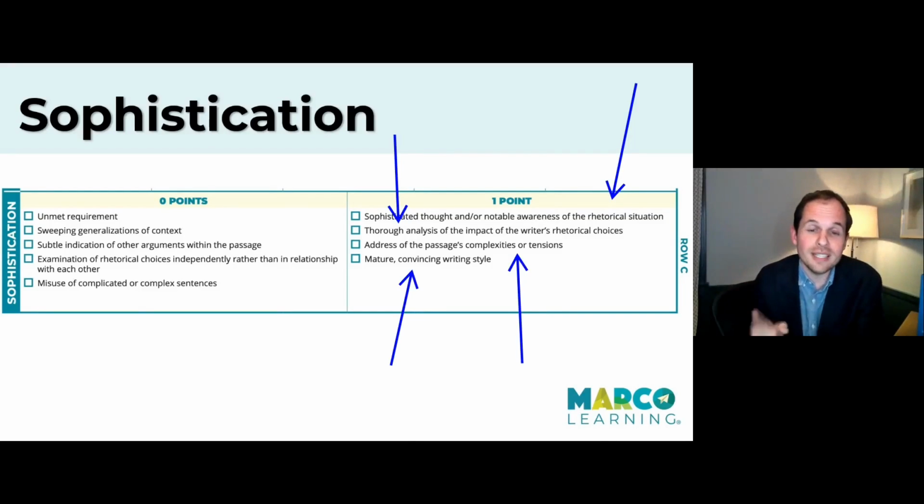And you know what's great is Heather Garcia and Tim Freitas are going to be in our session next week. We're both AP readers this past year. They were assigning the sophistication point.